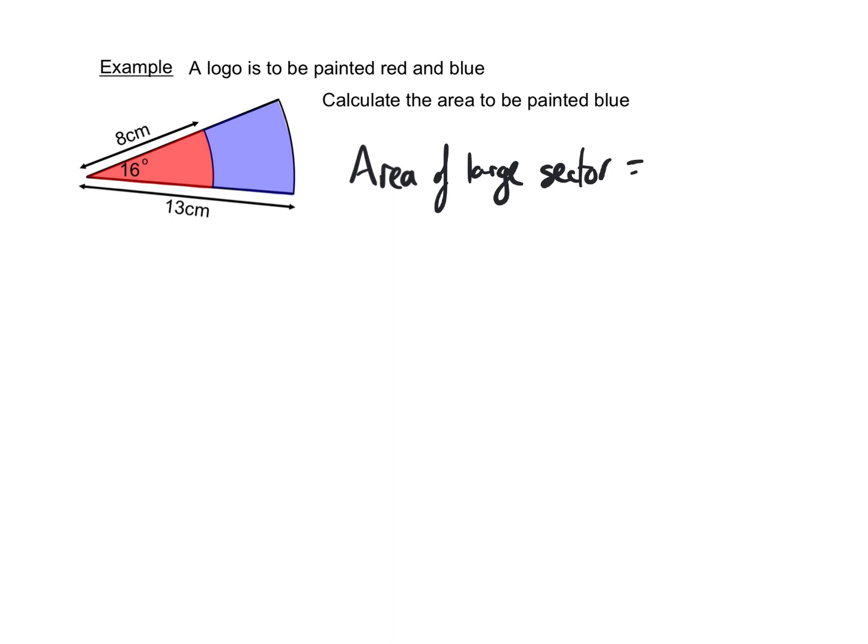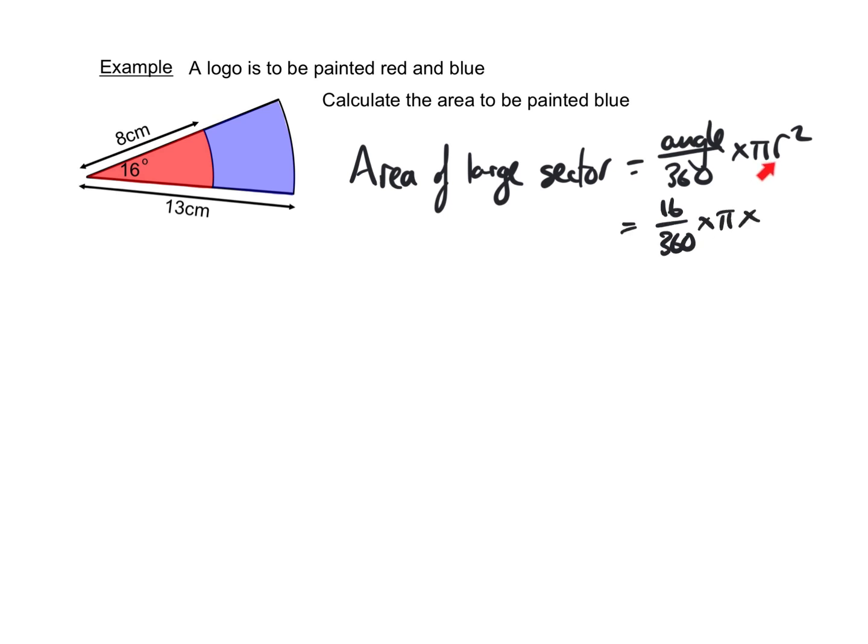And again, the rest of the formula is still angle over 360 times pi r squared. The larger sector is angle over 360, so the angle is 16 degrees for both the small and the large, so that's 16 over 360 times pi times the radius squared.